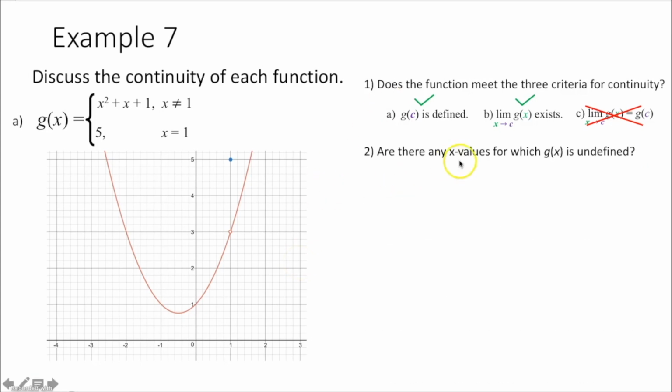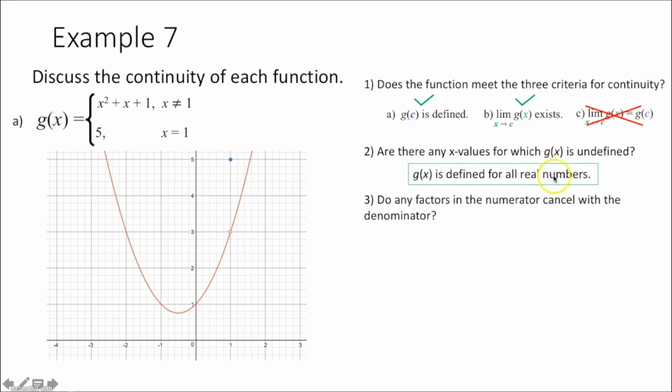So we continue. Are there any x values for which g of x is undefined? Well, we said g of c is defined for all x equals c, so no. We know g of x is defined for all real numbers. Do any factors in the numerator cancel out with factors in the denominator? Well, there's not even a rational function here, so no. What type of discontinuity do we have then? Well, since we know g of x is defined for all real numbers, and there's no factors in the numerator that cancel out with factors in the denominator, we just know that the limit as x approaches 1 of g of x does not equal g of 1. There must be a hole at x equals 1.